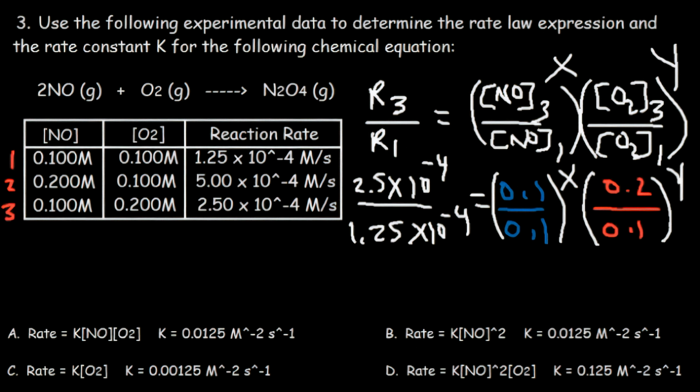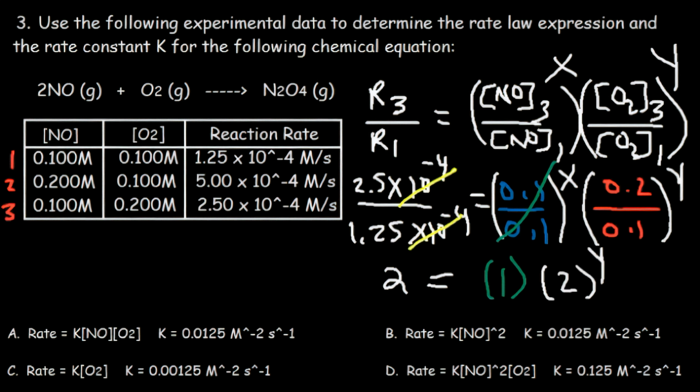So on the left, the 10 to the negative 4s will cancel because they're the same. 2.5 divided by 1.25, if you type that in your calculator, you should get 2. Now this cancels to 1. And then 0.2 divided by 0.1 is 2, but raised to the y. So we know that y is 1, but using logs, it's going to be like log 2 over log 2, which is 1. So therefore, we have the rate expression.